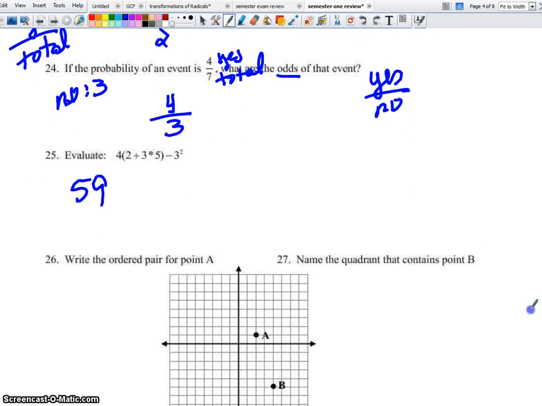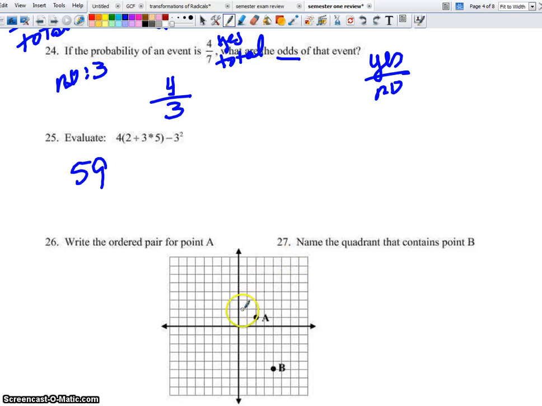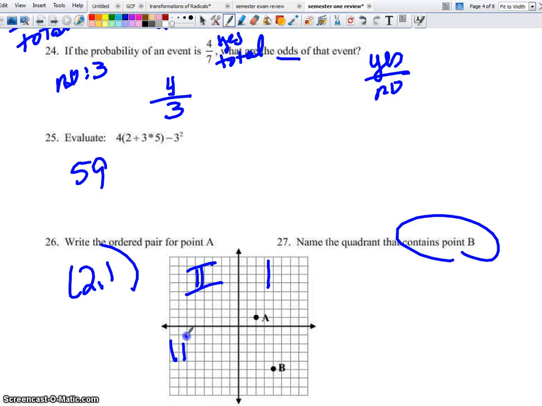Number 26, write the ordered pair for point A. You're going to go over 2 and up 1, so that's 2 comma 1. Number 27, what quadrant contains point B? Remember, it's 1, 2, 3, 4. So 4 is your answer.